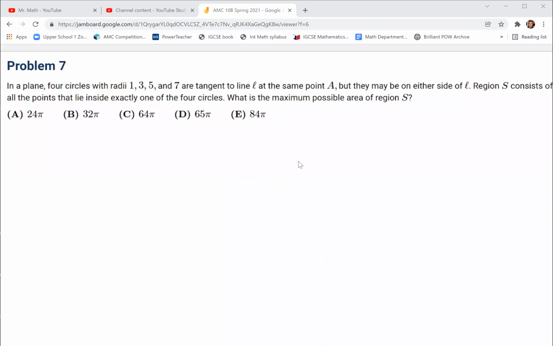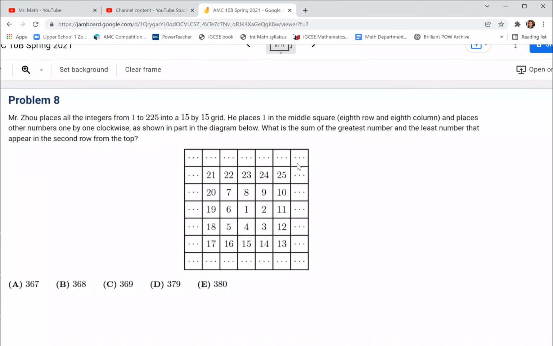Okay, number 8. Mr. Shao places all the integers from 1 to 225 into a 15 by 15 grid. He places 1 in the middle square and places other numbers 1 by 1 clockwise, as shown in the part in the diagram below. What is the sum of the greatest number and the least number that appear in the second row from the top?